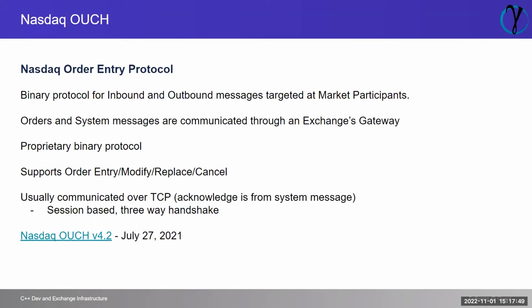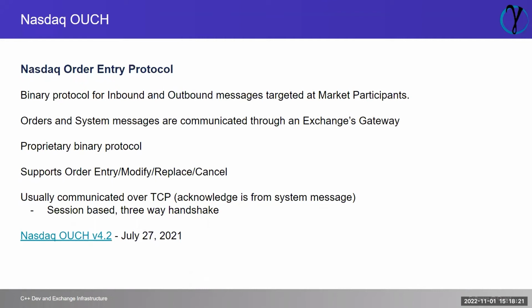Right, so this to the exchange is a proprietary binary protocol. And really, these are the 4 main orders. It supports order entry, which is that you want to execute something. Order modify, which is that you already have an existing order, and you say, hey, I want to change this to something else. Order replace, which is I have this order and I want to change it to something else, which is very similar to modify. I'll go over the difference in a second. And then order cancel, which is that I want to get rid of that order, right?